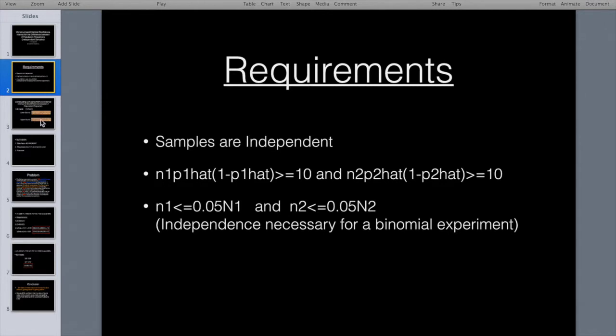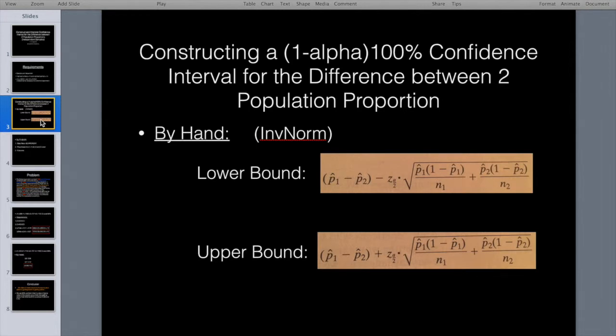Now we can construct a confidence interval for p1 minus p2. There are two ways, by hand and by the TI-83 or 84. First, I'm going to show you the by hand way. We have to look for the lower bound and for the upper bound. For the lower bound, we use this formula right here, and for the upper bound, we use this one. Notice that the only difference is this sign right here. And if you don't remember from previous sections, to find the z of alpha divided by 2, we have to use the inverse norm function.